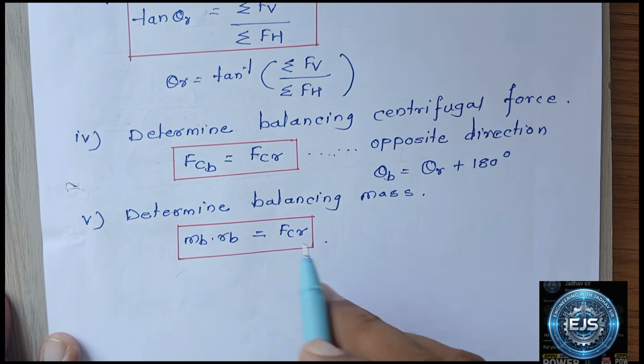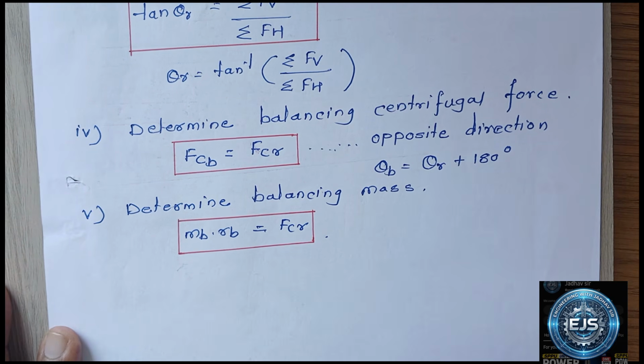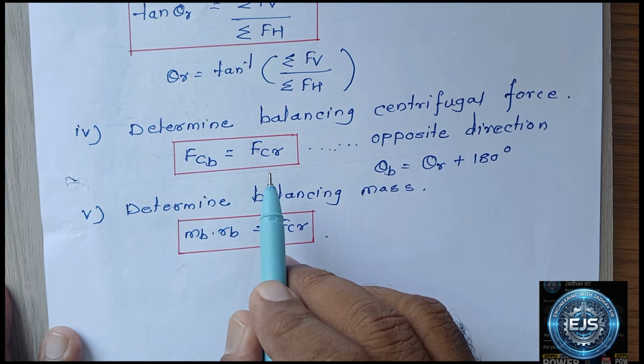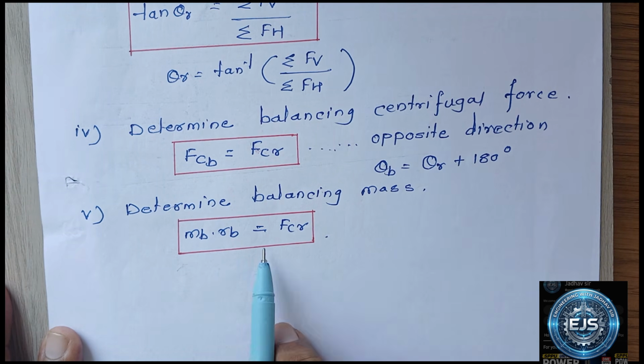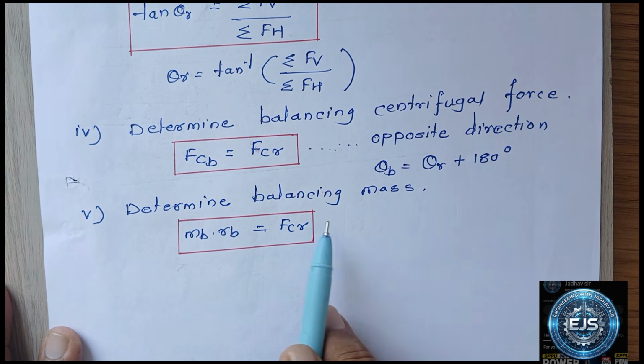So in this way we get this balancing force magnitude. Magnitude is equal to resultant centrifugal force or resultant dynamic force, and direction is opposite. Now in the fifth step determine the balancing mass.